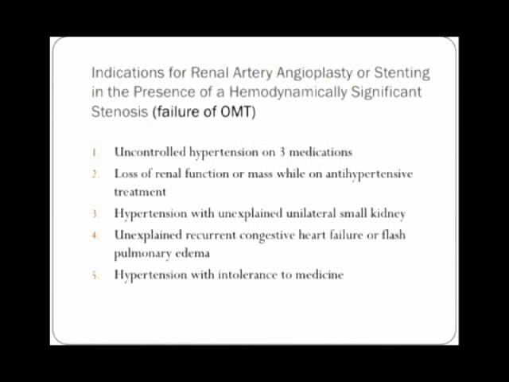So indications for renal artery stenting or angioplasty: in the presence of a hemodynamically significant stenosis, they have to have failed optimal medical therapy. I know I keep pounding at this, but this is very important. So it's uncontrolled hypertension on 3 medications, loss of renal function or mass on antihypertensive treatment, which means that you've really got to be following the serum creatinines, and you've got to be following the size of the kidneys with an ultrasound examination. Hypertension with an unexplained unilateral small kidney, unexplained recurrent congestive heart failure or flash pulmonary edema, hypertension with intolerance to medication. I know that a lot of these things are redundant, and I keep harping on it.